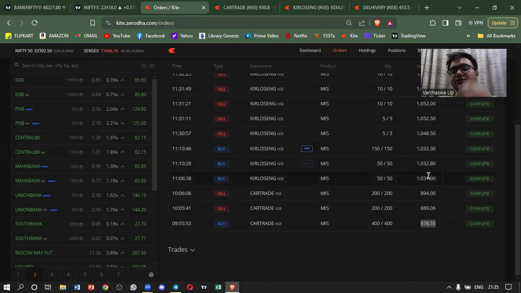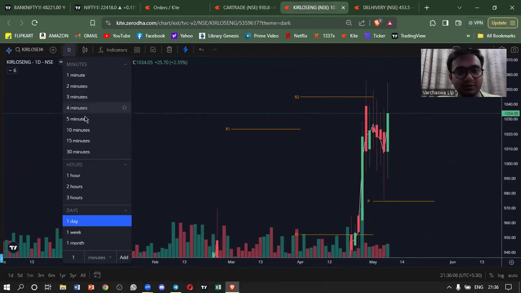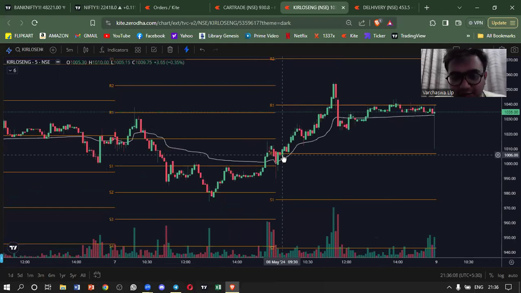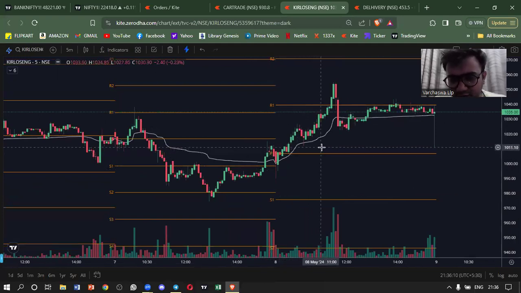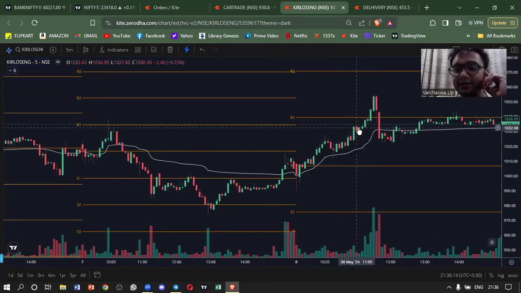My orders got filled at around 10:31 and 10:32, and this is how my trade looked. Let me zoom in. 11:06, yeah, here we are. The price was consolidating near the day high very tightly, and it was about to breach this R1.